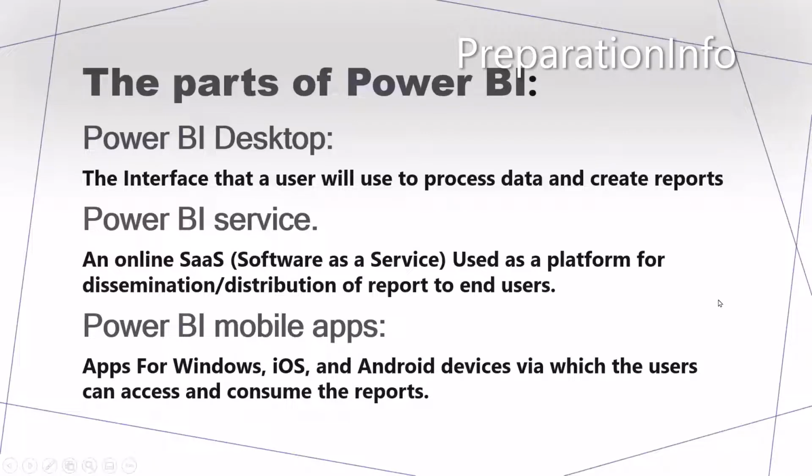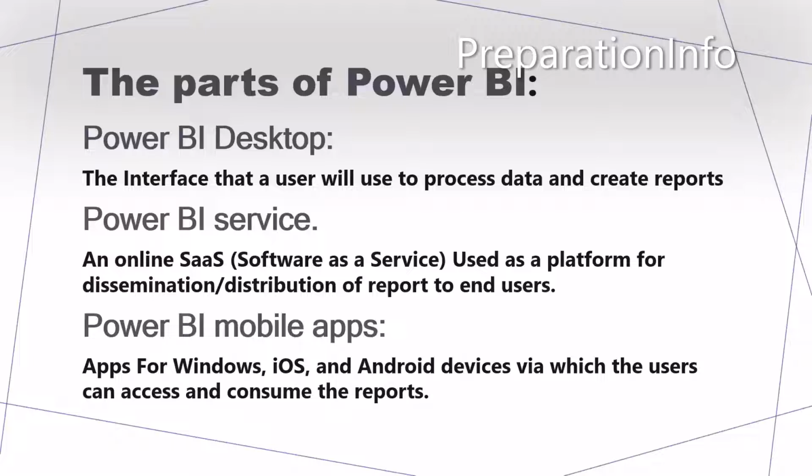The parts of the BI process. The first one is Power BI Desktop, which is the software most of the time we will be working in. It is the interface that a user will use to process data and create reports. Then Power BI Service. Power BI Service is online, using SaaS, software as a service, as a platform for dissemination and distribution of reports to end users.